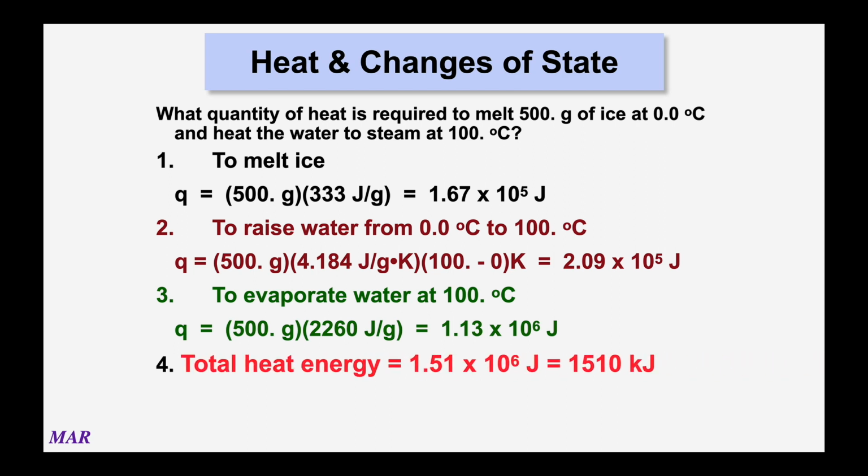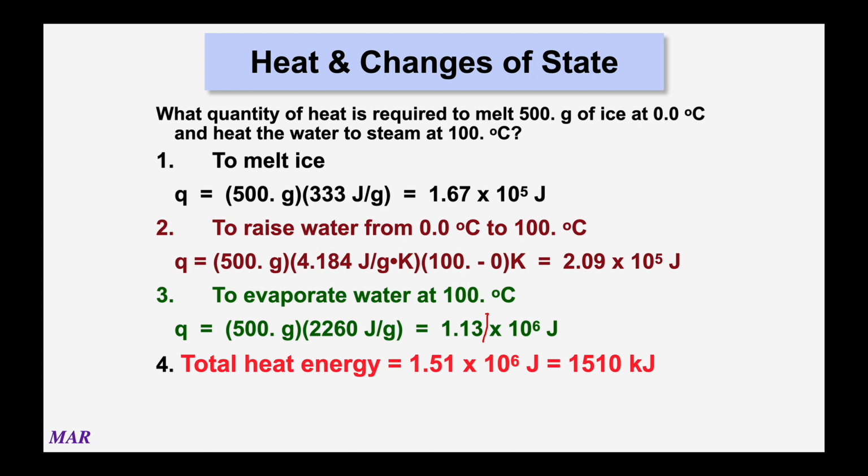So if you add up 1.67 times 10 to the 5th plus 2.09 times 10 to the 5th plus 1.13 times 10 to the 6th, you get 1.51 times 10 to the 6th. We're adding things together, so we have to cut this number off at the larger doubtful digit, which is right there. So that's why it's 1.51 times 10 to the 6th.